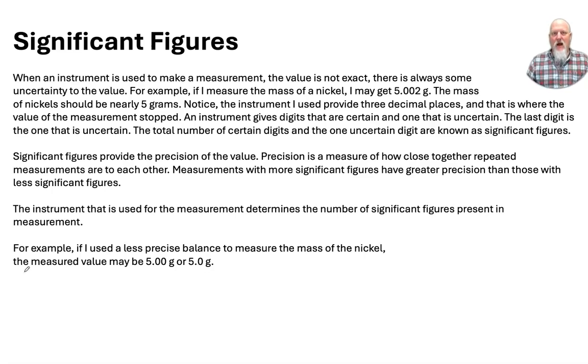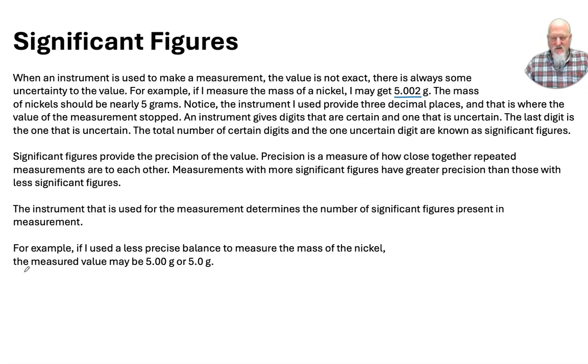For example, if I have a nickel and I put it on a balance in my lab, I might get a mass of 5.002 grams. Okay? Nickels have masses that are about 5 grams. About. Some are a little bit less, some are a little bit more, whatever. The one I've got weighs 5.002 grams according to my balance.